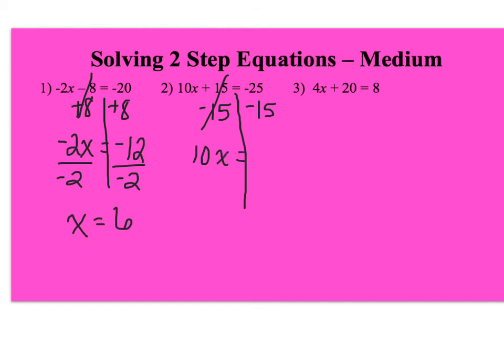negative 25 minus 15. If we look, these are really same signs. I have a negative and a negative, same signs, add and keep. That's going to give me negative 40. Divide both sides by 10, and I get x equals negative 4. Solve number 3 now.